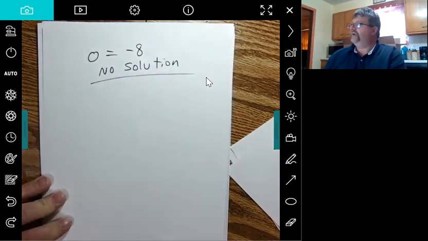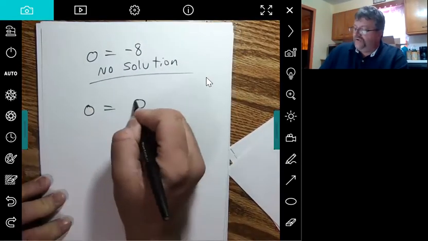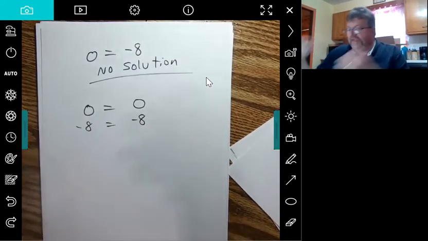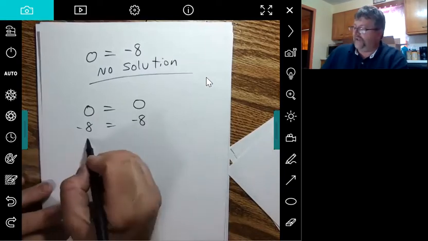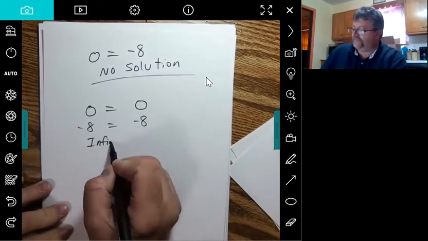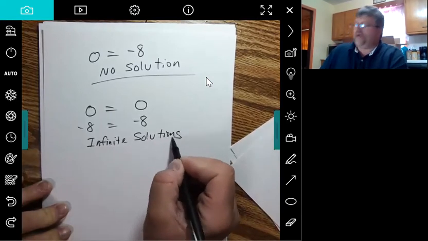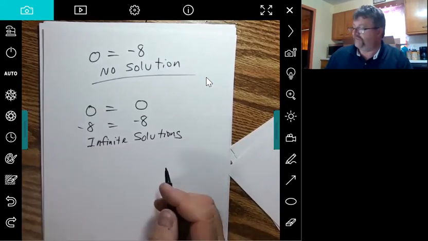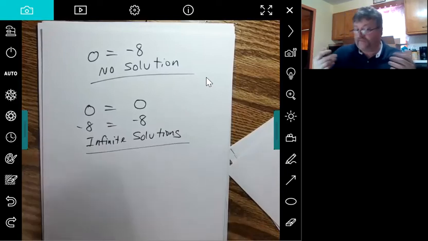Okay. If I'm left with a true statement, could be 0 equals 0, could be -8 equals -8, if all the x's and y's drop away but I'm left with a true statement, aha, then I say infinite solutions. Okay. I doubt you'll see either one of those on the exam. You're going to see a good old traditional problem looking for that ordered pair where the lines cross. You might be asked which one of these answers is the correct one.